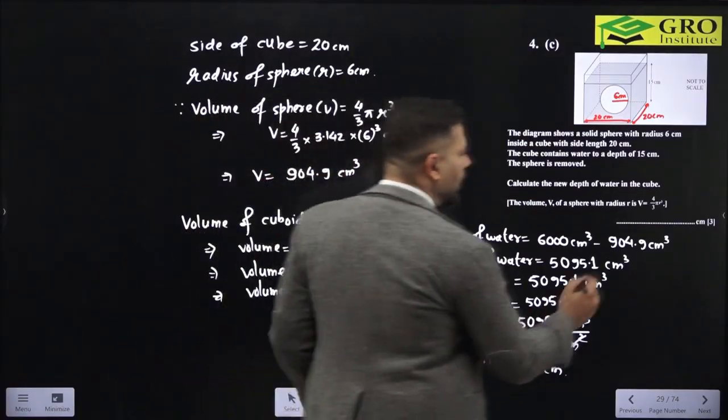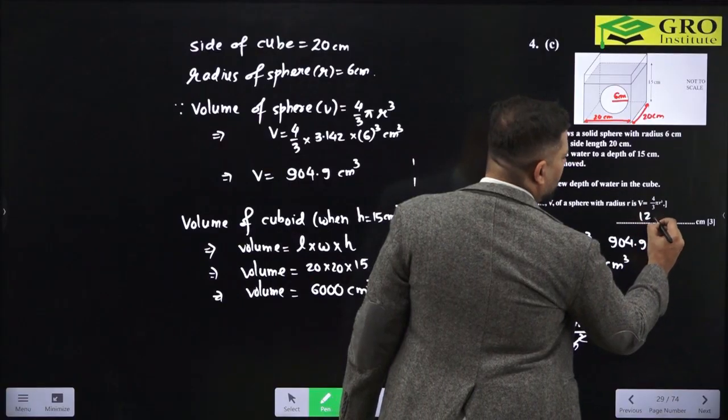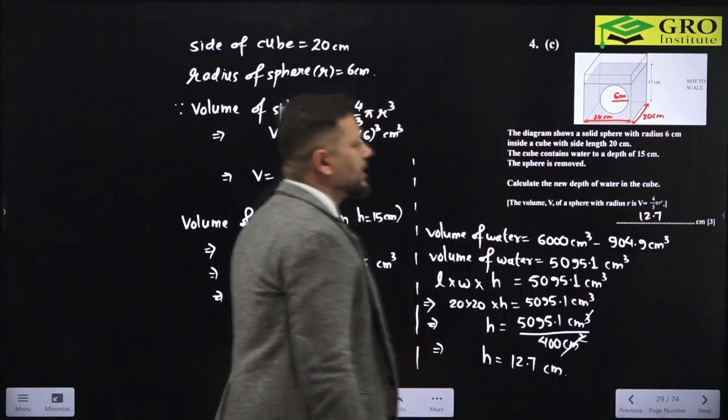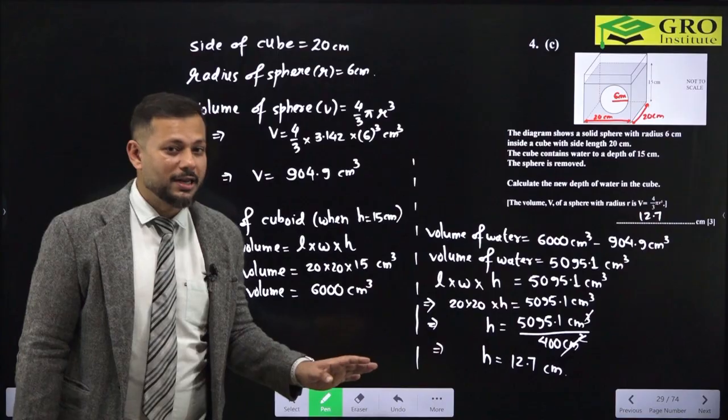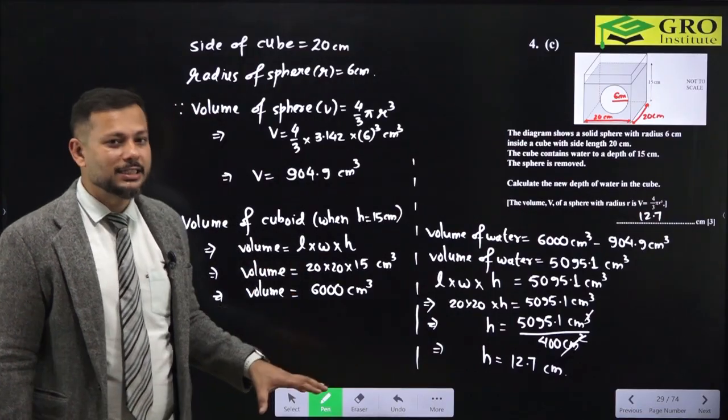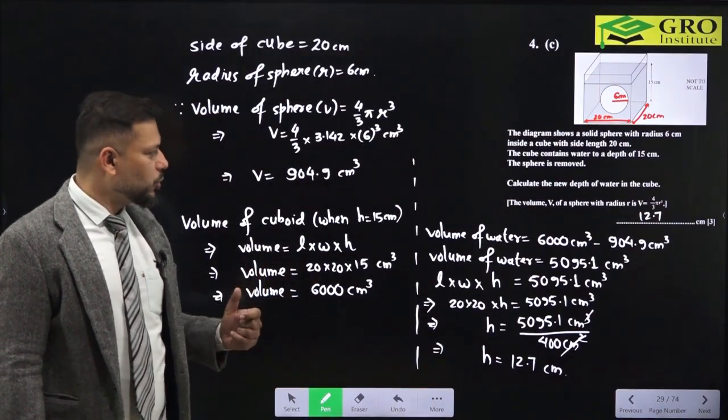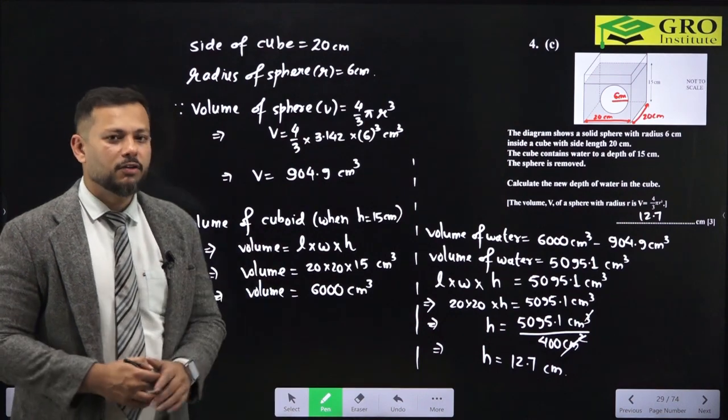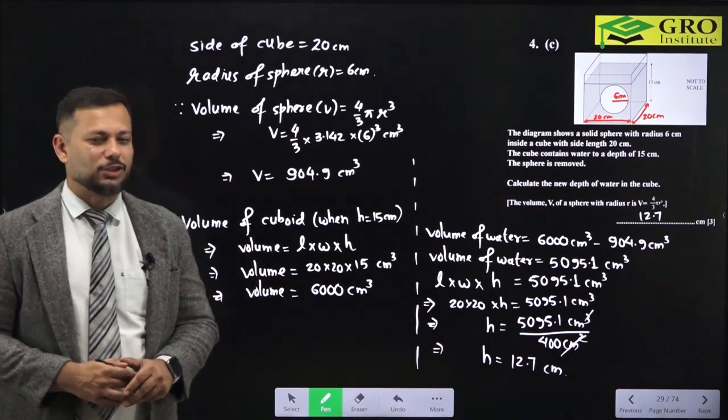Let us write it over here. Height is 12.7 centimeter. Isn't this question quite interesting? It involves so many concepts, logics as well, isn't it? Write it down for your reference. Then we will move on to the next question.